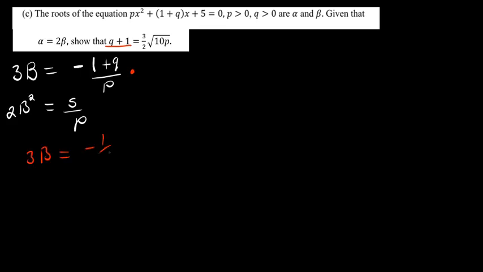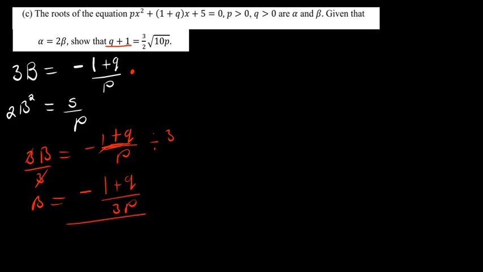So after I have removed now, we have two equations. The next thing I'll do is get the first equation. Since it's 3 beta equal to negative 1 plus q over beta, I'll divide this by 3. So when I divide that by 3, I'll have negative 1 plus q over 3 beta. So that is the equation that I have, right?